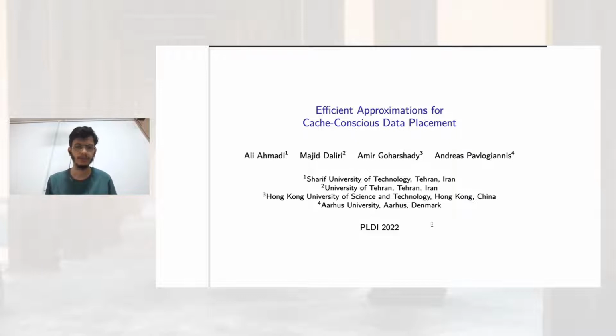Hi, I'm Majid Aliri. I want to present the paper "Efficient Approximation for Cache-Conscious Data Placement", which was accepted to PLDI 2022. It was joint work in collaboration with Professor Gohar Shadi from HKUST, Professor Pavlogenius from Aarhus University, and Ali Ahmadi from Sharif University, and me from the University of Tehran.